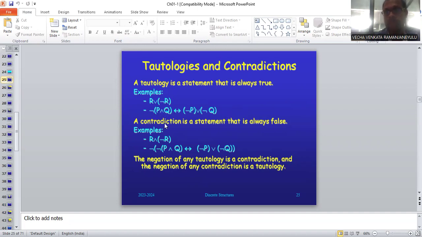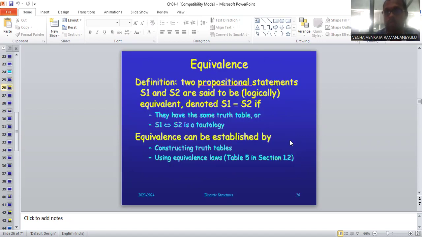Next, a contradiction is a statement that is always false. The complete column is false. Example like this: negation of (negation P and Q) double implies negation of negation P, which cancels, and P and negation P. Here the negation of any tautology is a contradiction, and the negation of any contradiction is a tautology.